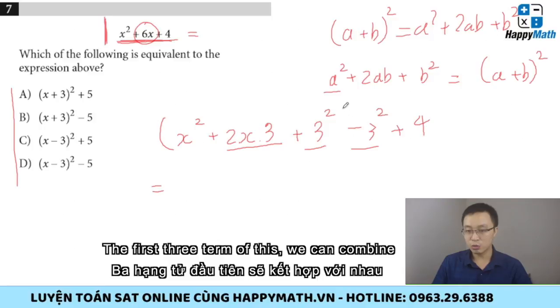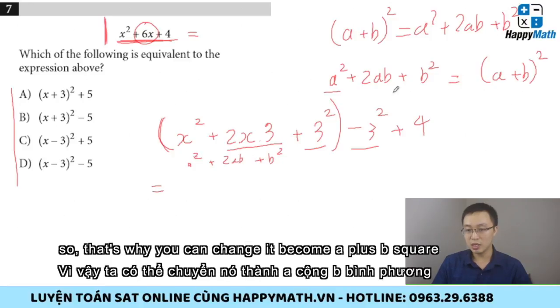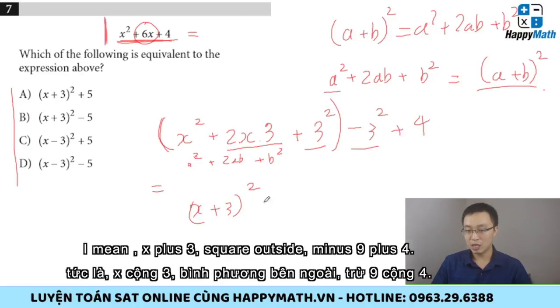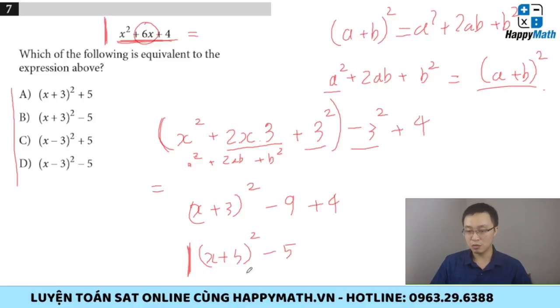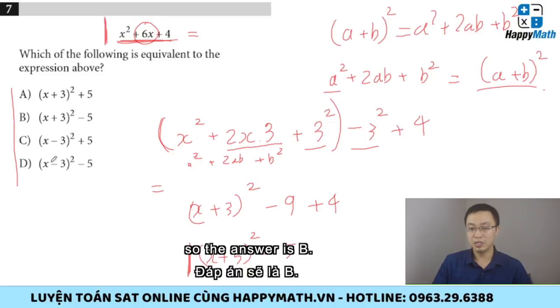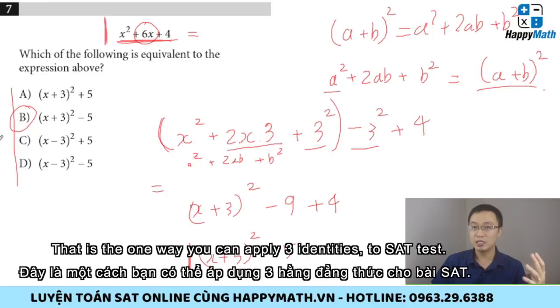Okay, so the first three terms will be combined together, and this form is a squared plus 2ab plus b squared. So that's why you can change this to (a + b) squared. I mean (x + 3) squared outside, and minus 9 plus 4. So (x + 3) squared minus 5, because minus 9 plus 4 equals minus 5. So the original form has changed to this one. So the answer is B. That is one way you can apply the three identities in Vietnamese to the SAT test.